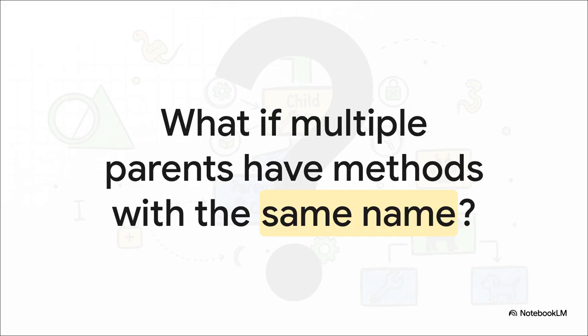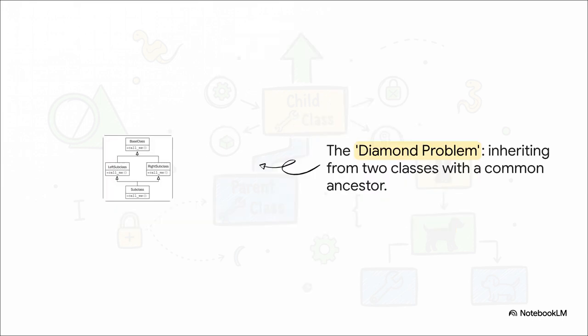But this is where things can get a little dicey. It's easy when the parents give you different abilities. But what happens if both parents have a method with the exact same name, like __init__? Which one wins? How do you make sure they both get called? This little problem has a famous name. It's called the diamond problem, and you can see exactly why from this diagram.